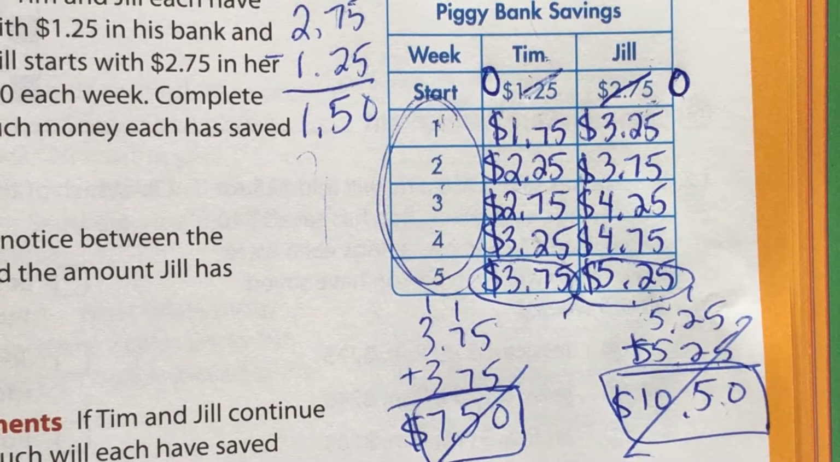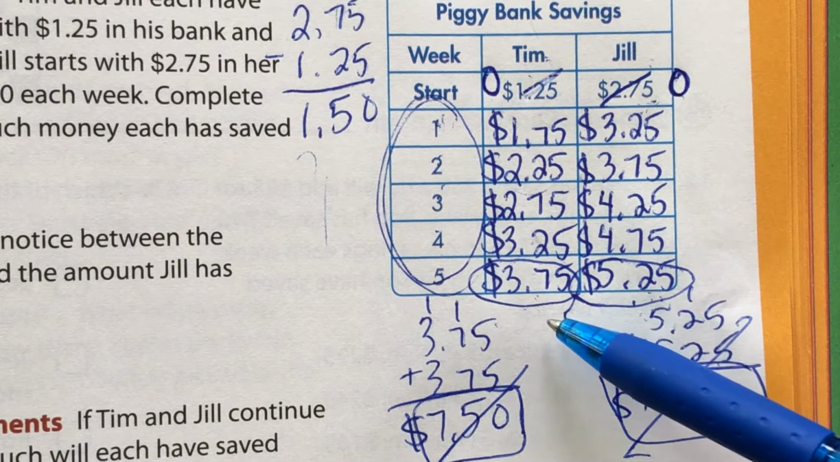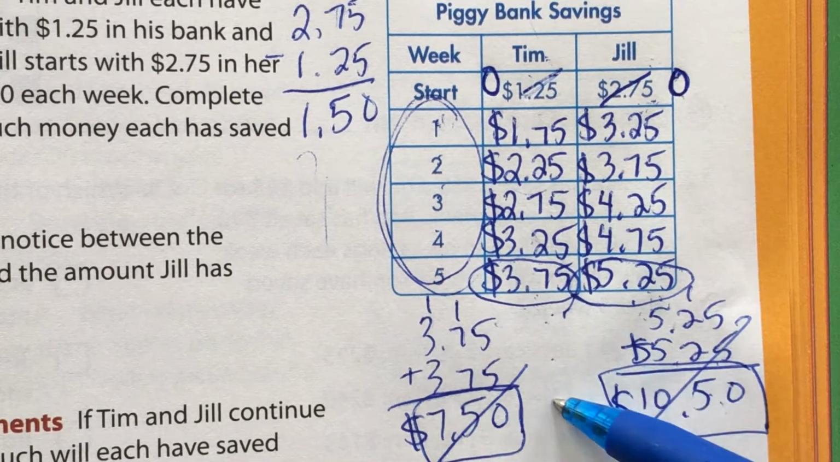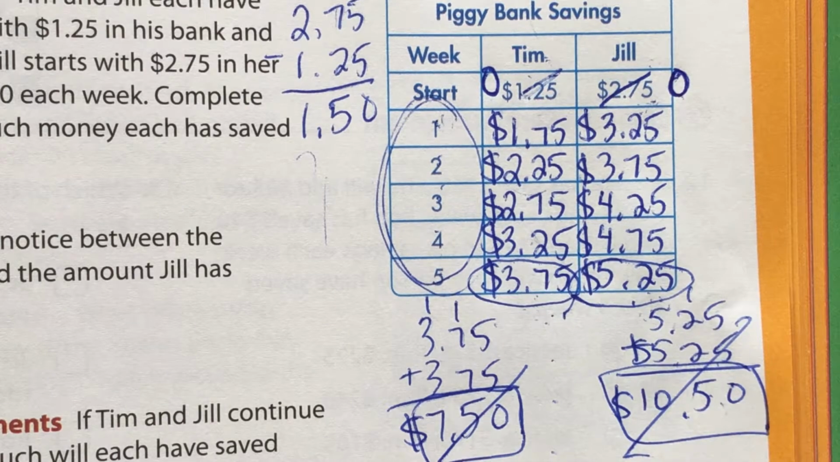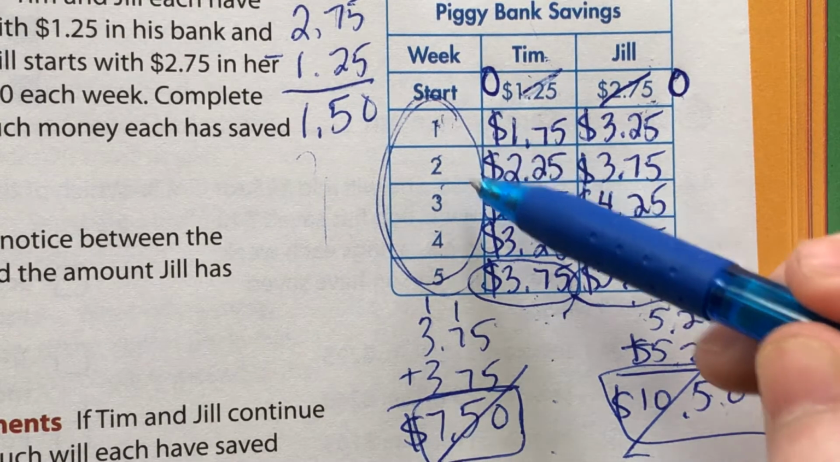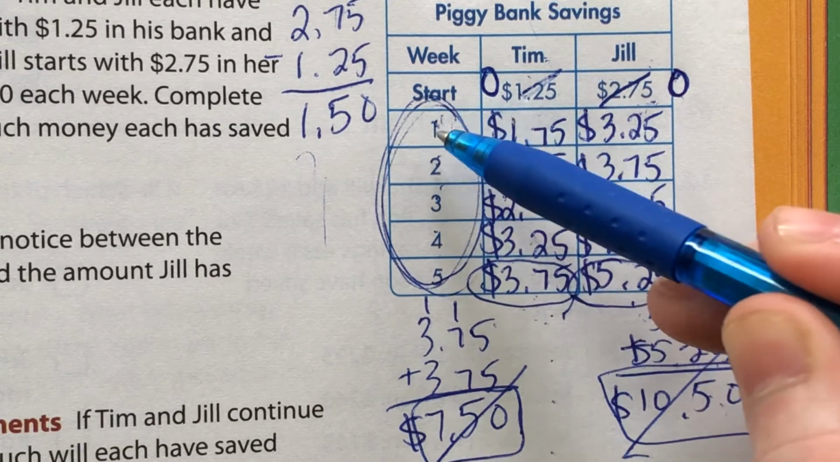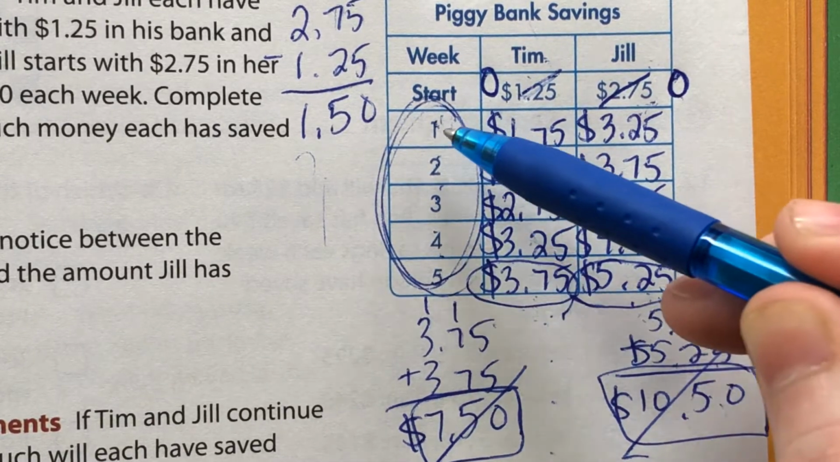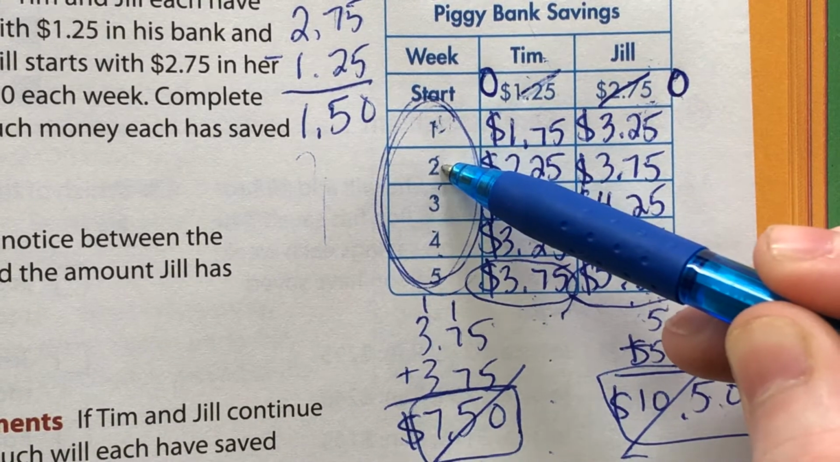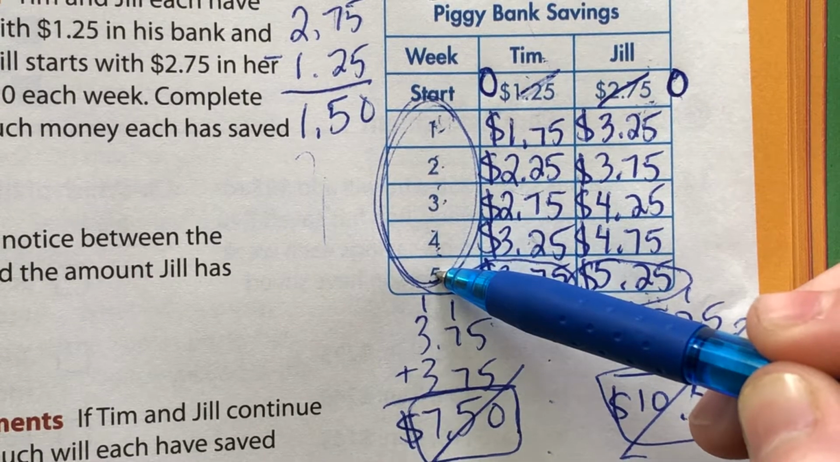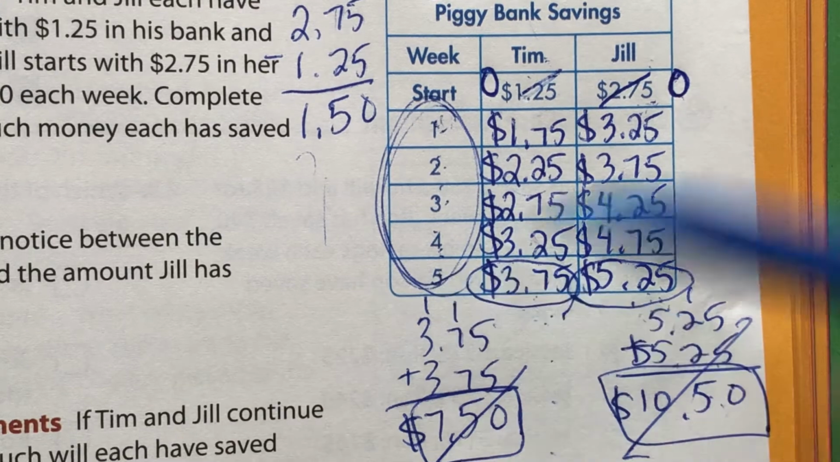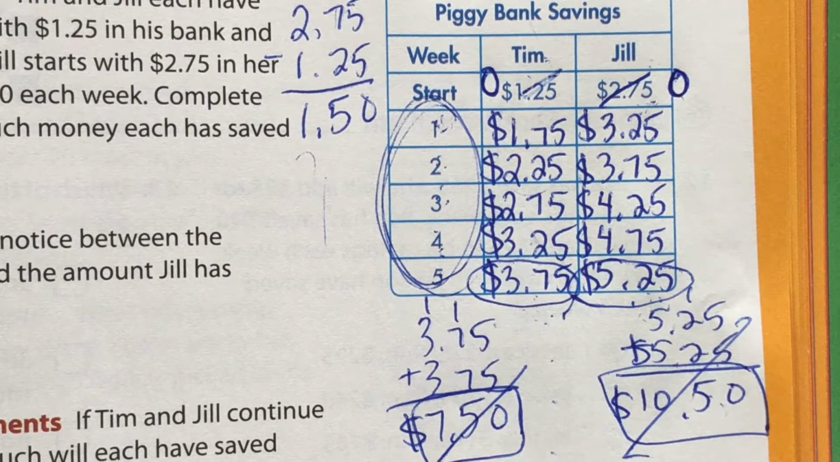So instead, to find that out, you can either continue adding 50 cents each week until you get to 10 weeks. You can do that. Or what I thought of was, okay, 5 weeks, 50 cents each. So 50 cents, $1, $1.50, $2, $2.50. So in 5 weeks, they save $2.50 each.